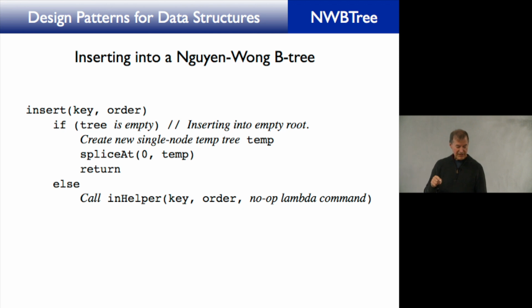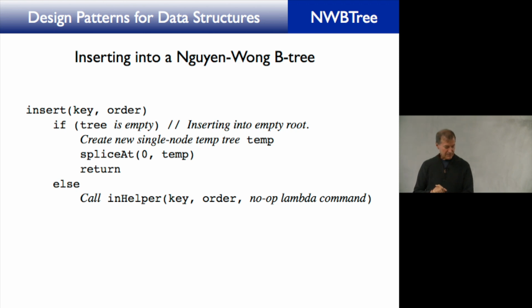If tree is empty, what do we do? We create a new single node temp tree, and for this we use the constructor where we give it a value, the key value. Are you with me? And then we splice at 0 temp. Now are you with me on that? We splice at position 0, the empty tree, so we're splicing it into the empty tree. Yeah? And then we return. That's it. That's all there is to do. So that's inserting into an empty root.